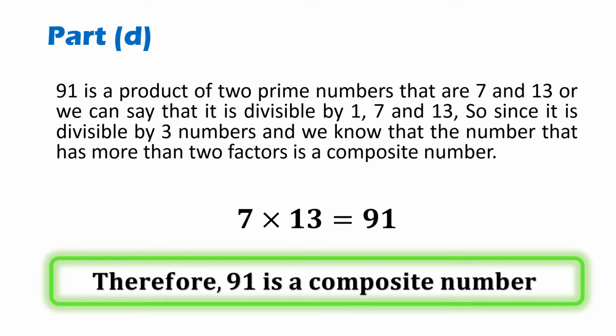Part D, 91 is a product of two prime numbers, 7 and 13, or we can say that it is divisible by 1, 7, and 13. Since it is divisible by 3 numbers, and we know that a number that has more than 2 factors is a composite number, therefore 91 is a composite number.